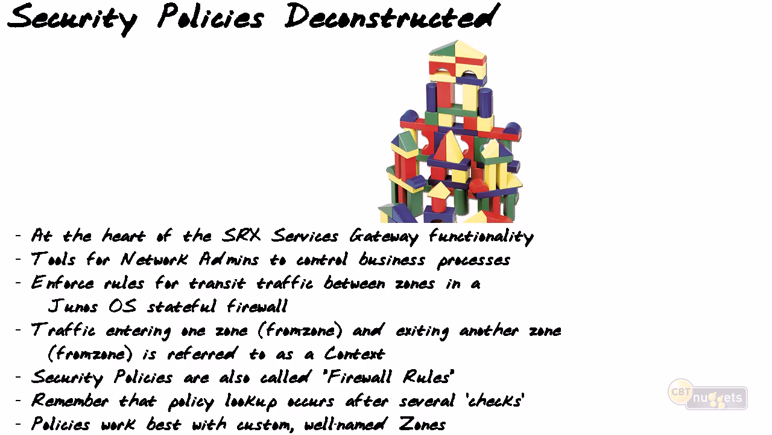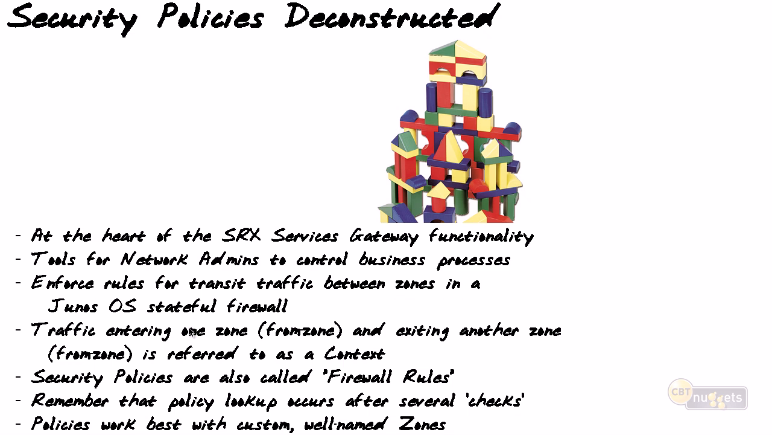So we want to control what applications and services can flow and what types of data can flow between different business units, different floors of the building, different departments, different parts of the campus, or what can flow from the outside untrusted internet to the inside corporate LAN. It helps us enforce rules for this transit traffic between the zones in our Junos OS stateful firewall. You know, that's what it is. It's basically a stateful firewall which is maintaining a state of the flows that move through the device, and it's using the Junos operating system to do it.